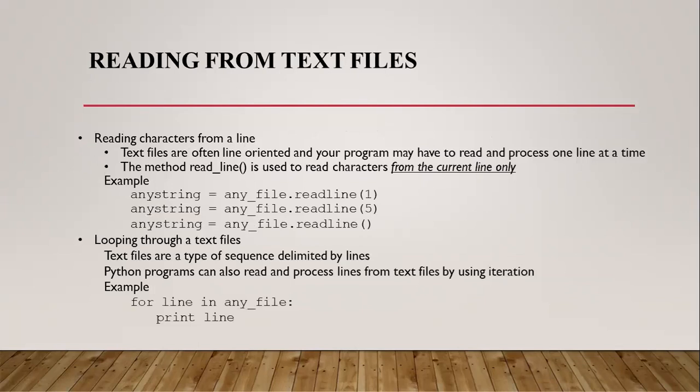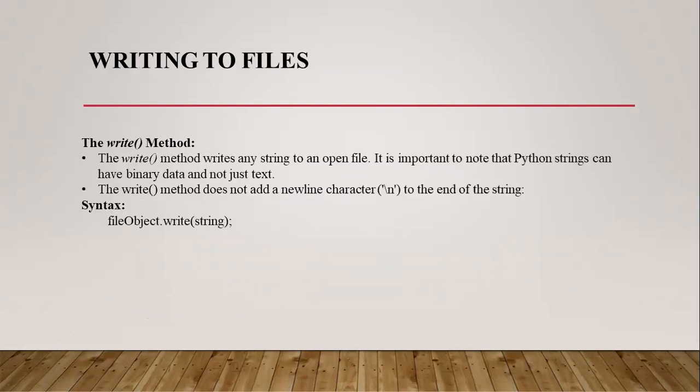And the next one is the readline method. Read is different from readline. Read reads some specified count, and readline reads the whole line, the complete line. And generally we use for loops. This is the syntax for that one. For line in any file, where any file is the name of the file. We are getting line by line in this one, and we are printing that. Generally we use the for loop to iterate the whole file.